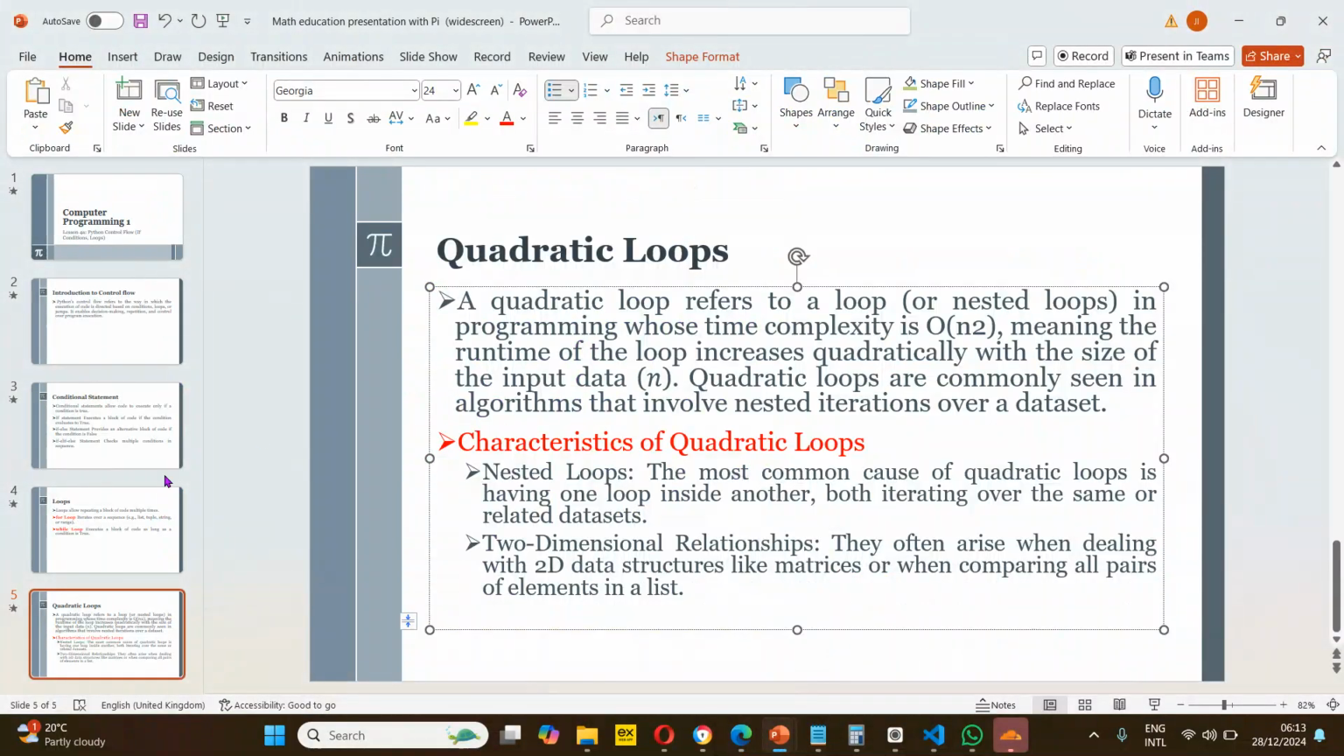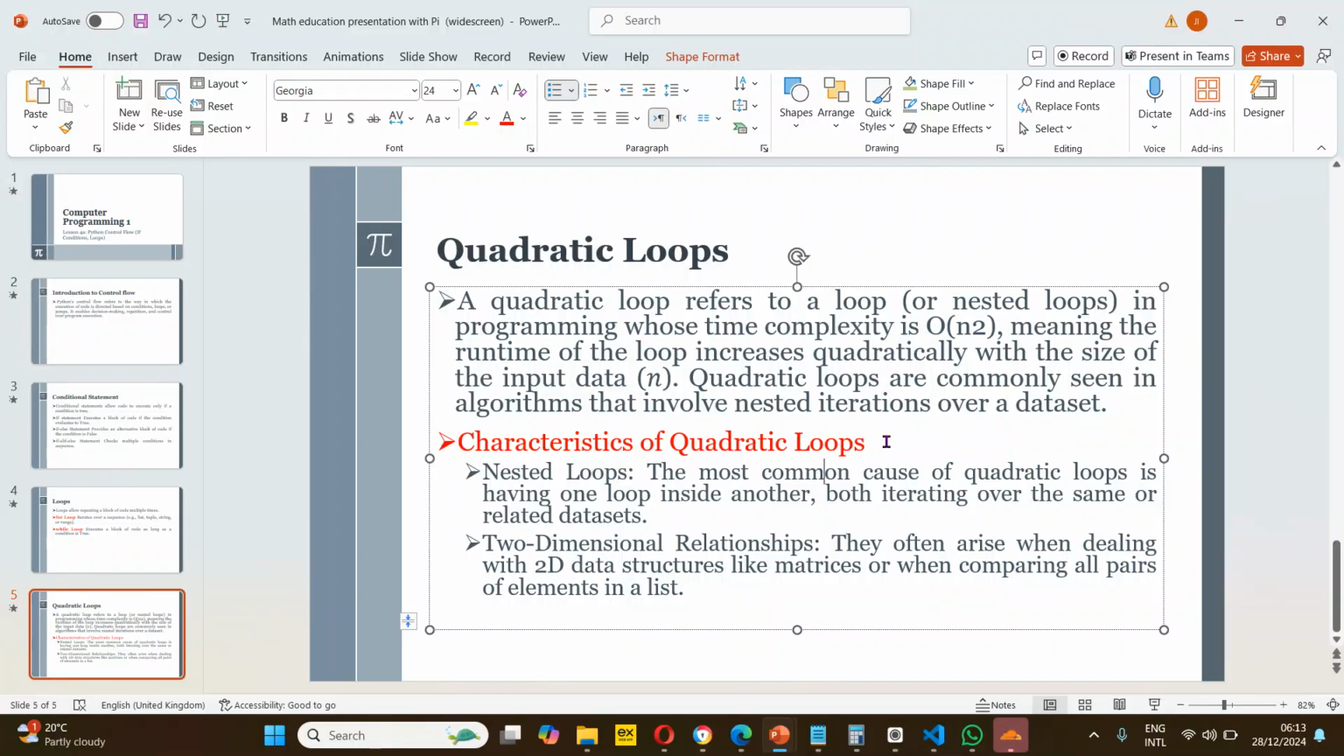The quadratic loop. In the previous video, we looked at the single loop. Now, a quadratic loop refers to a loop or nested loops in programming whose time complexity is of the order of n squared. We're going to explain why it is n squared. It means the runtime of the loop increases quadratically with the size of the input data n. Quadratic loops are commonly seen in algorithms that involve nested iterations over a dataset.